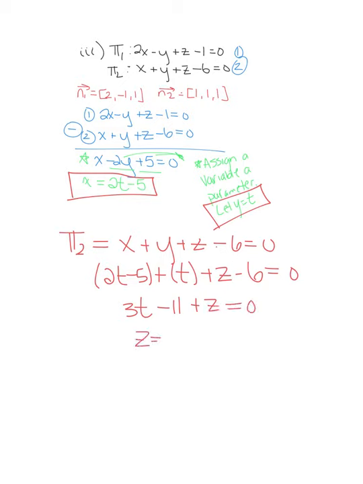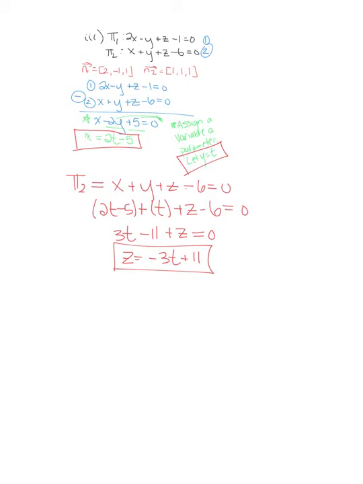And so when I rearrange this, I have z is equal to 3t plus 11. And I wrote it, but I didn't say it. That should say z is equal to negative 3t plus 11. Sorry about that.